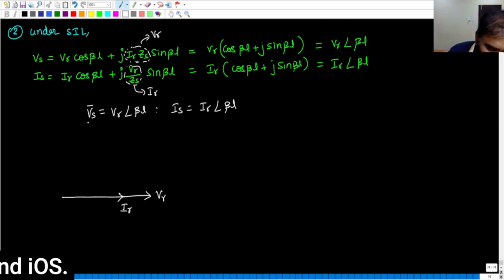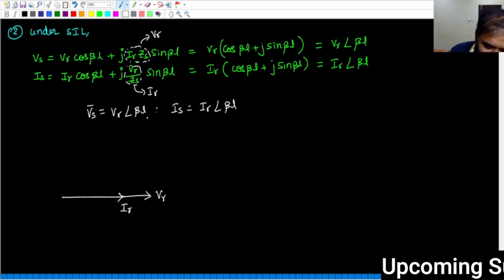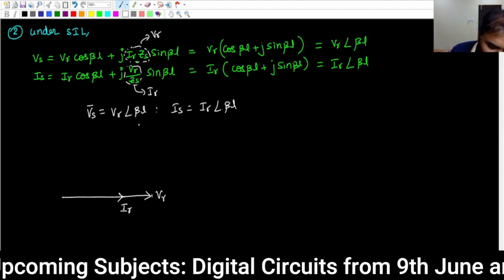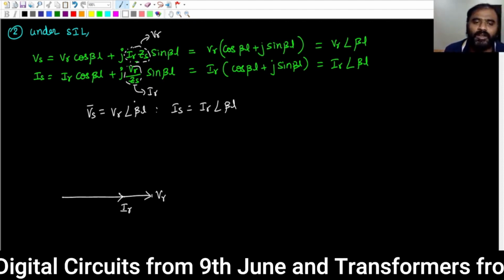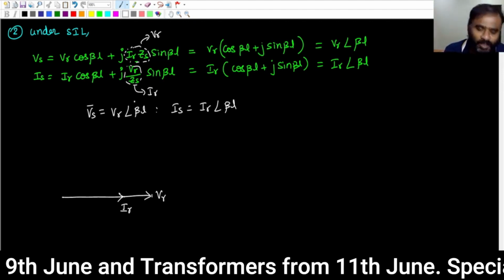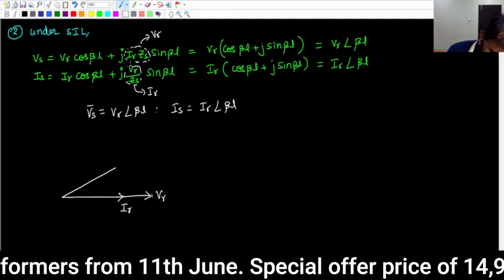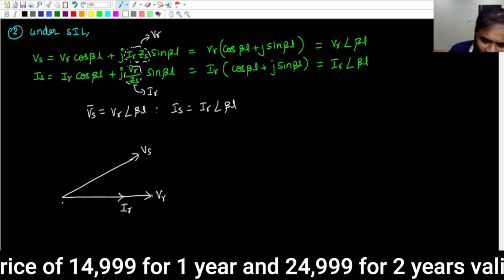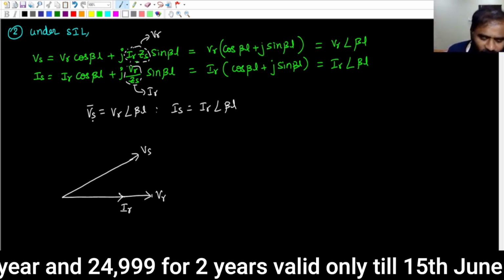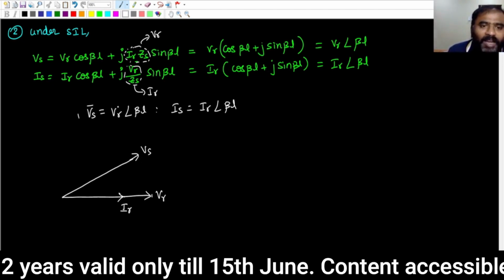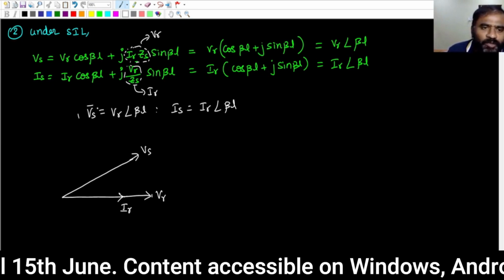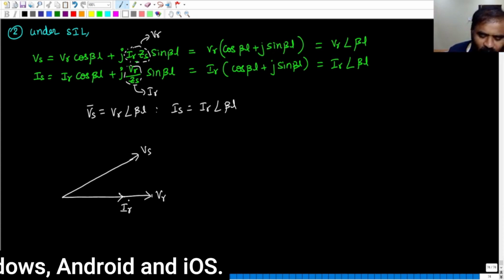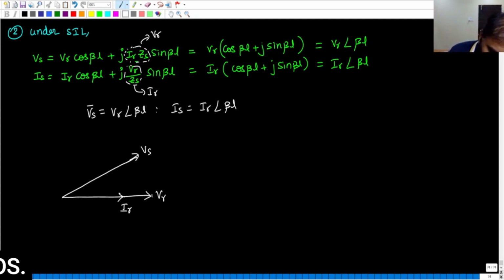But tell me, what about VS? VR at an angle beta L. Magnitude is VR, but phase angle is beta L. Positive or negative? Positive. Positive angles are shifted in the anti-clockwise direction. So this is the position of VS. But the length of VS and the length of VR are the same. Why? Magnitude of VS is VR only. So the length of the VS vector and the length of the VR vector are the same. You need to take care of that.